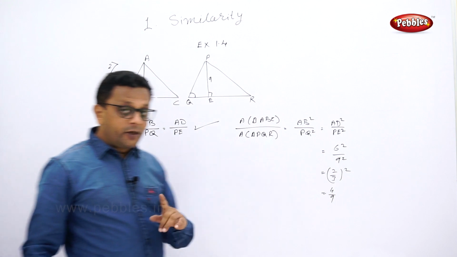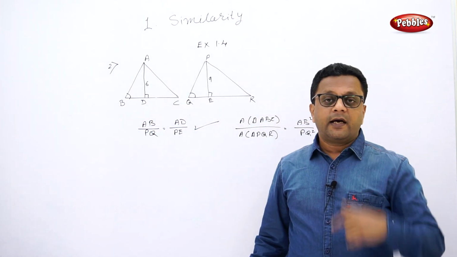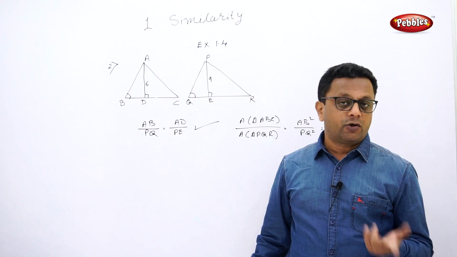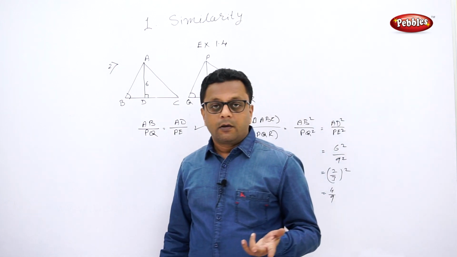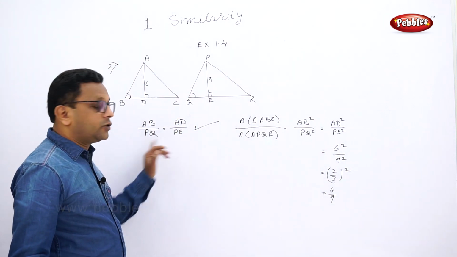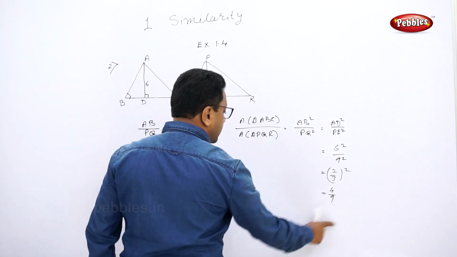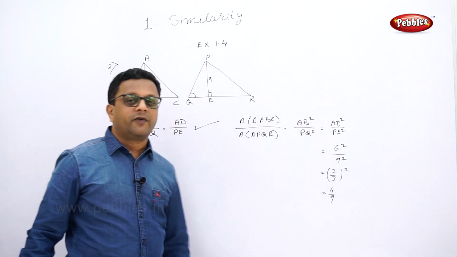Correct? We prove in this way, and then we say that the ratio of areas is equal to the ratio of squares of the medians. So this is the only hitch in this problem. Don't forget to prove this first and then solve this. Otherwise, you will get the answer correct, no doubt in that, because this is very simple.